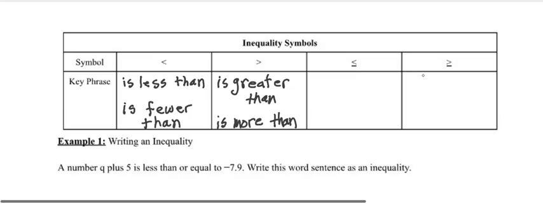Okay. Now, this one, what is the only thing that's different with this one? It has a line underneath. So when it has the line underneath, how does that change it? It means it might be equal to. So we would say "is less than or equal to."